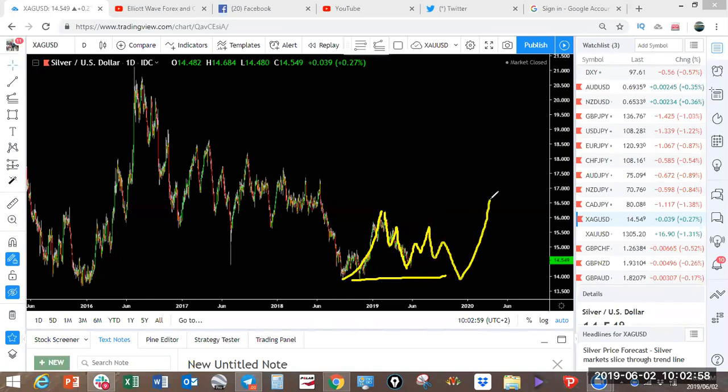So you see there's a number of ways that this can play out. This is why it's important to focus and have the number of alternatives so that you know when the setup confirms which direction you're going. That is silver and gold.